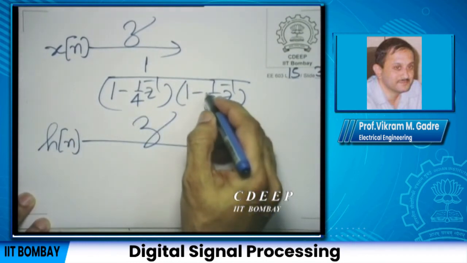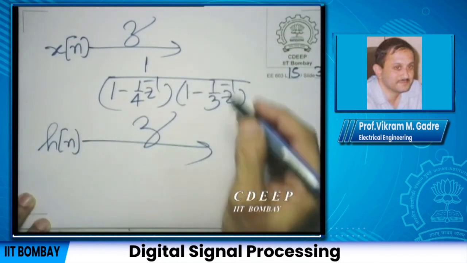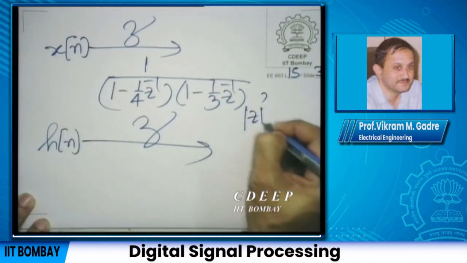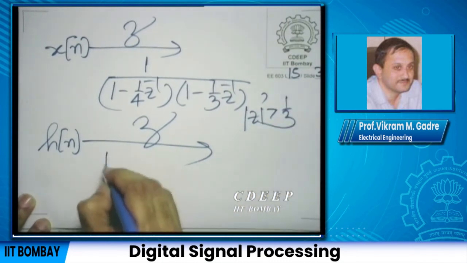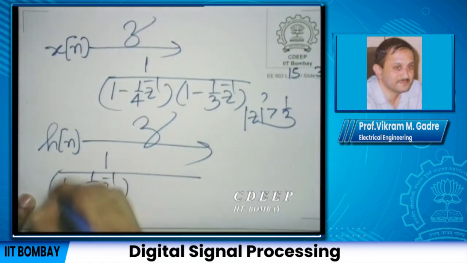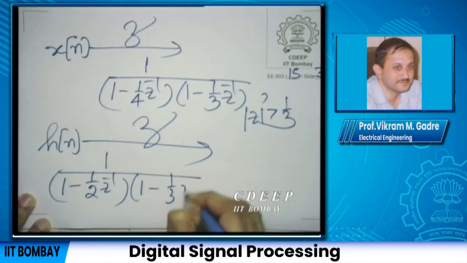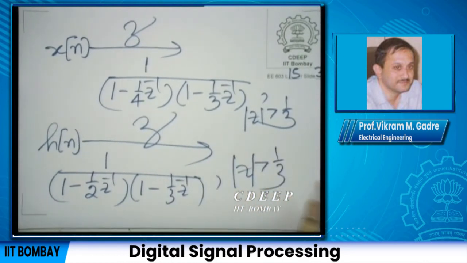Of course, here I must specify the region of convergence. So, I have three possible regions. I shall take mod Z greater than 1/3 as the region of convergence, and let Hn have the Z transform 1 minus half Z inverse times 1 minus 1/3 Z inverse, again with mod Z greater than 1/3 as the region of convergence, greater than half, I am sorry, has to be greater than the greater of the two.